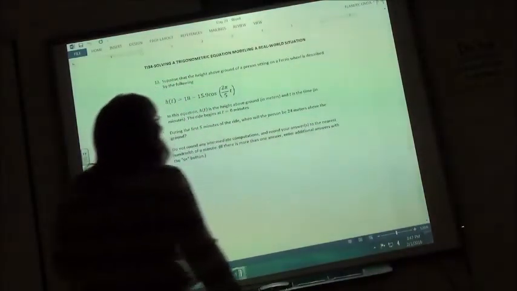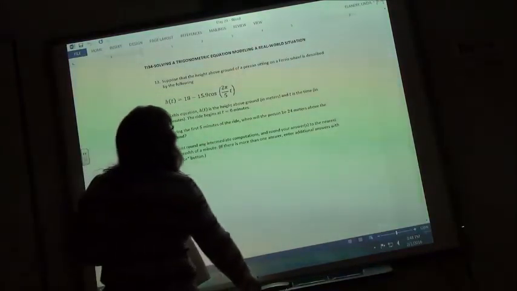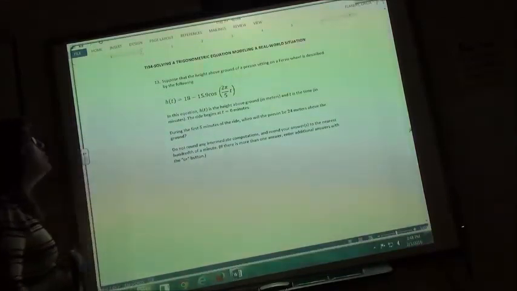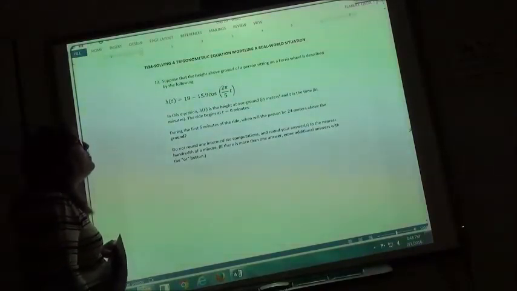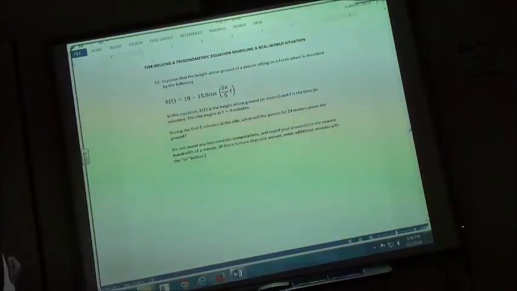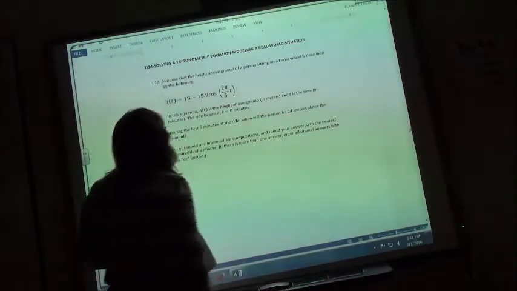Problems 13, 14, and 15, we are solving a trigonometric equation modeling a real-world situation. It says, suppose the height above the ground of a person sitting on a Ferris wheel is described by the following. H of t equals 18 minus 15.9 times the cosine of 2 pi over 5t. In this equation, h of t is the height above ground in meters, t is the time in minutes. The ride begins at t equals 0 minutes. So during the first 5 minutes of the ride, when will a person be 24 meters above the ground?